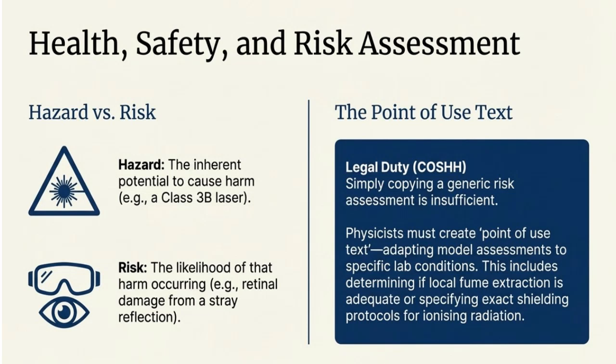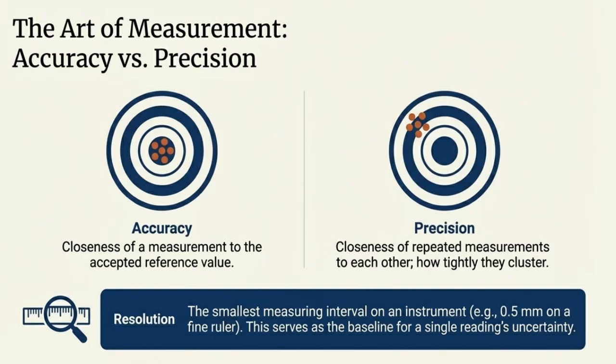When it comes to legal responsibilities, simply copying a generic risk assessment isn't enough. Physicists need to create what's called point-of-use text, which means tailoring assessments to the specific conditions of their lab. This involves checking if local safety measures like fume extraction or shielding protocols for radiation are adequate and making sure everything is set up correctly to protect everyone working there.